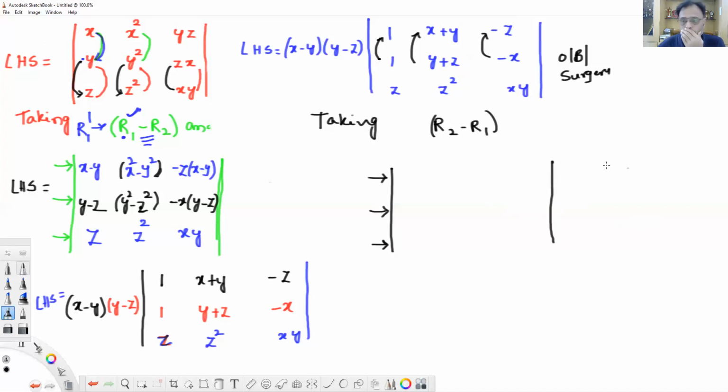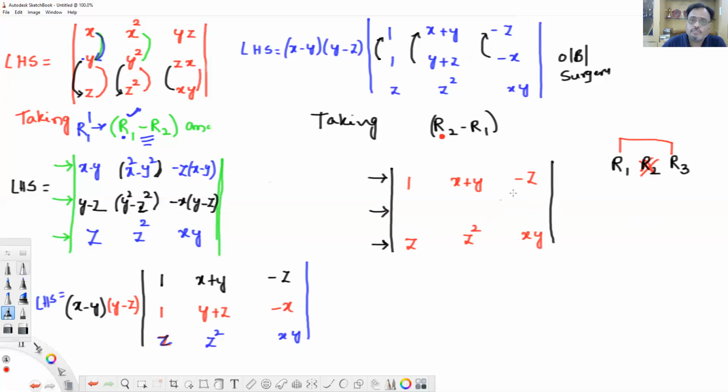First, what is unchanged? How many rows are there? R1, R2, R3. Always ask yourself this question. Look here, in this type of surgery, R2 is changed, therefore R2 is cancelled. Then R1 and R3 are unchanged. First, I'll write the unchanged R1: 1, x plus y, minus z, and R3 is also unchanged: z square and xy. So this is definitely what we will get.